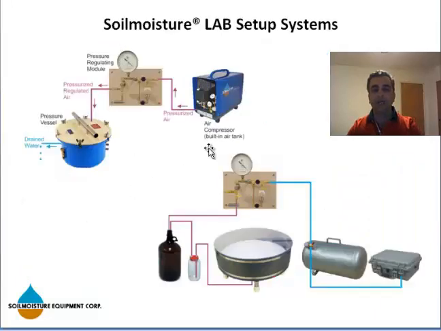The last slide is going over Soilmoisture lab setup systems. This is the pressure system. Just to reiterate what we said in this presentation, a pressure system consists of a pressure regulating system or a pressure manifold and a pressure extractor, while a vacuum method consists of a vacuum source, an air tank, a vacuum manifold, a water trap, and a tension table.